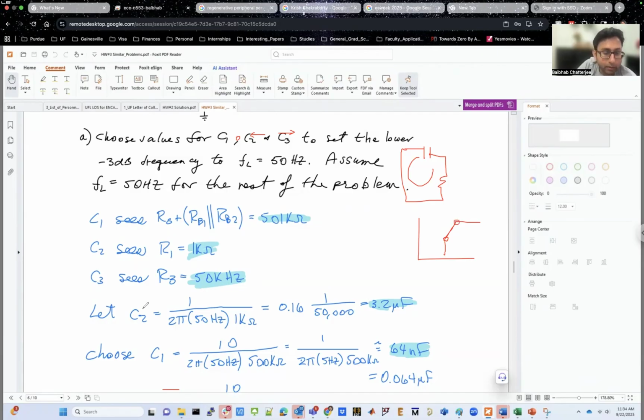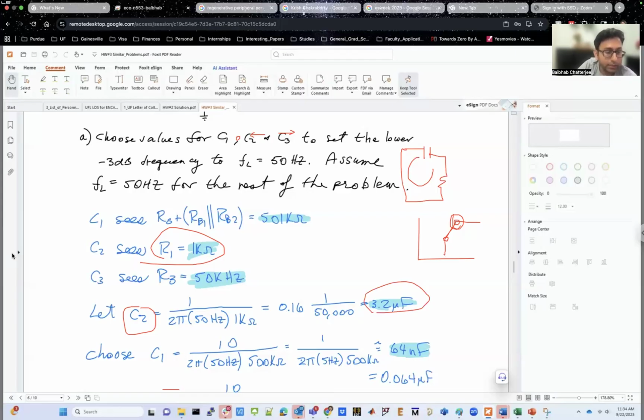So you select any of the capacitors. Let's say, for example, in this case, you're selecting C2 to create that first pole. In that case, you can find out the value of C2, because C2 is seeing R1 equal to 1 kilo ohm, and then 1 upon 2 pi RC is equal to your frequency, or C is equal to 1 upon 2 pi F times R. So you can put all those values together and you can find out what your C2 is going to be.